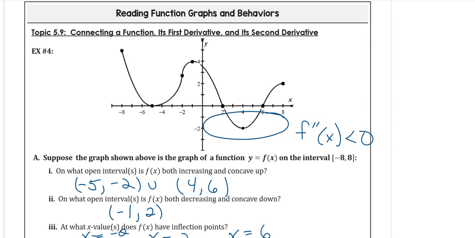And then where would the inflection points be? Those would be here at 2 and 6, not at -5, because at 2, we have the idea that before the point we have a positive value, and after the point we have a negative. And at 6, it's the opposite. We start out negative for the second derivative, and we switch to positive. That doesn't happen at -5. We start out positive, and we stay positive.